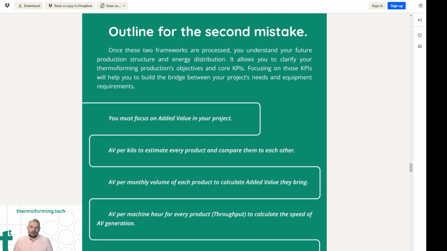But if you calculate only added value per kilogram, you can find yourself in a situation where you are a little bit stuck, because if the project is only 100 kilograms, it doesn't matter how high the added value is. So you have to track also monthly volume or project added value overall that you will get with your production.